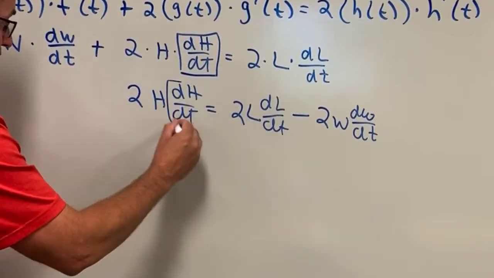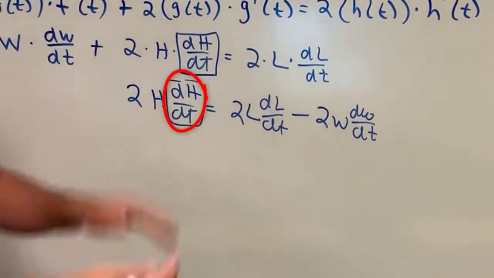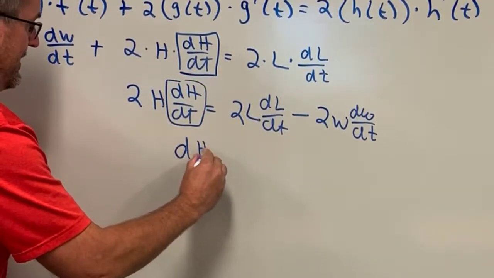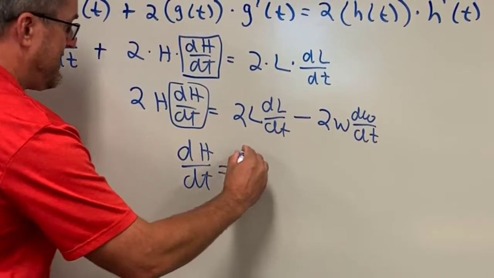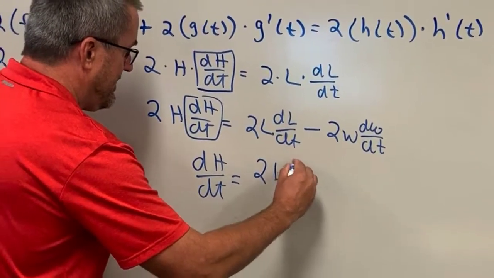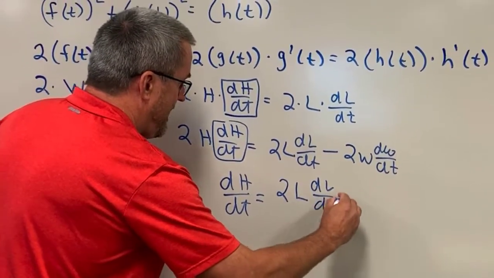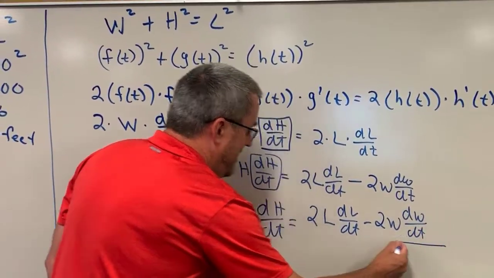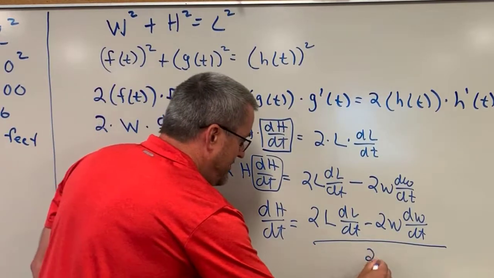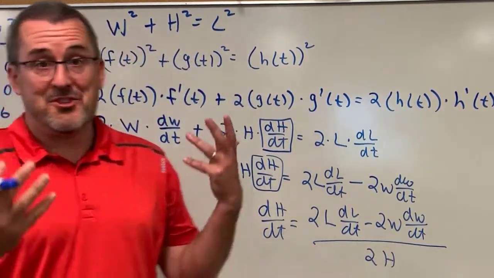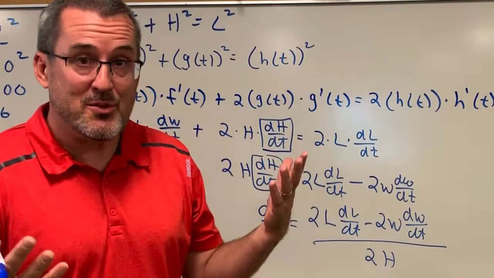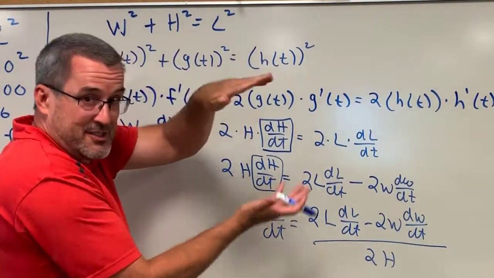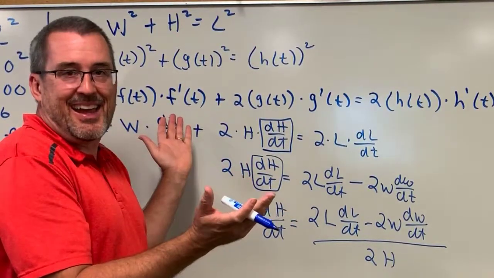Again, remember we're solving for dh/dt. How fast is that height changing at a moment? So we'll just divide both sides by 2h. So here it is. dh/dt is going to be found by taking 2 times L times dL/dt, subtracting 2 times w times dw/dt, and dividing all of that by 2h. Now that's just the general formula that we could use to determine how fast that h quantity, that vertical distance, is changing at any moment that we like.